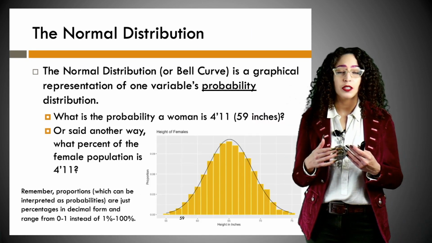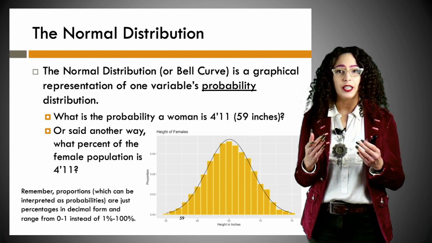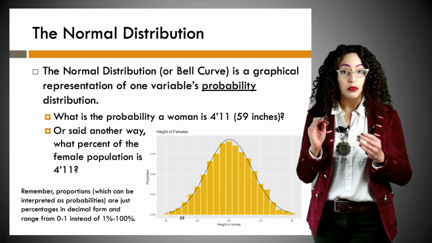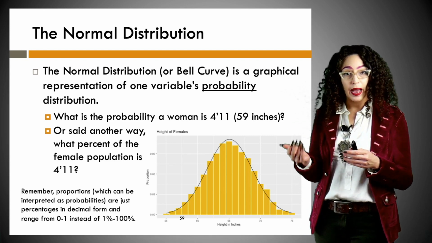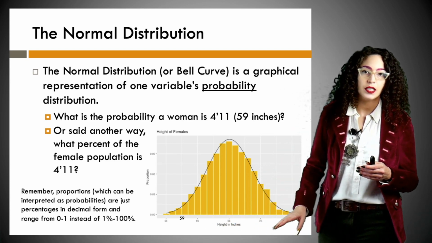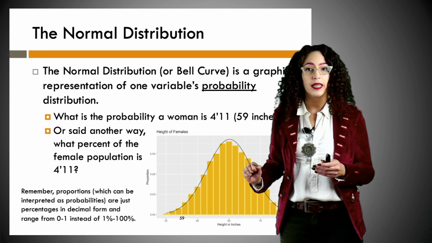The normal distribution, or the bell curve, or the Gaussian curve, whatever you'd like to call it, is a graphical representation of one variable's probability distribution. So let's get reacquainted. Let's look at height again in females. So I'm going to put height here on the x-axis in inches, because it makes our life easier. And remember that y-axis is that probability.